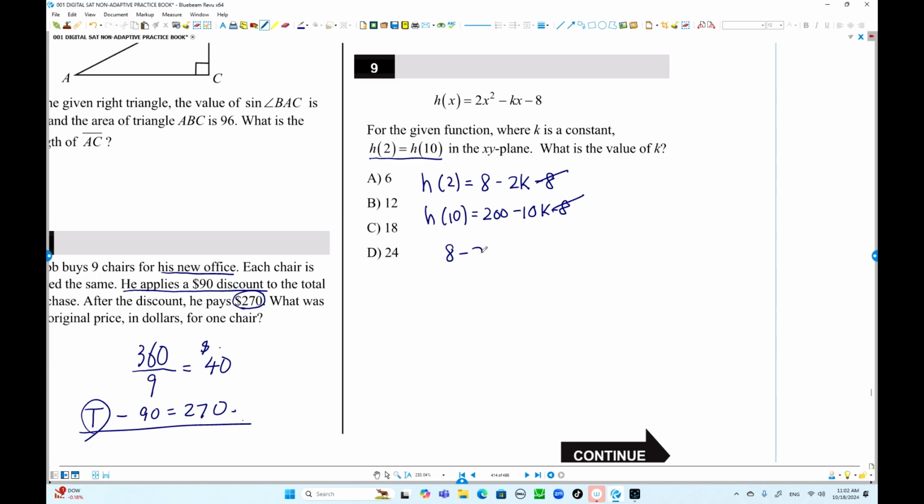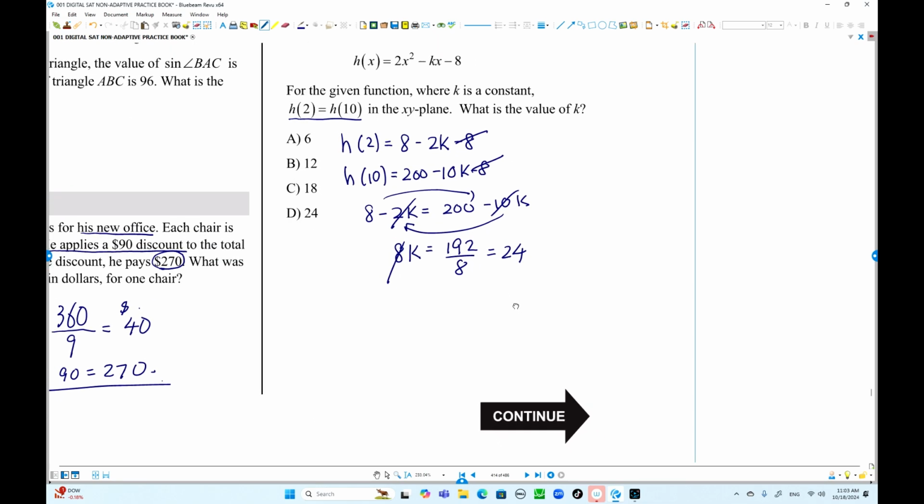Okay, set up the equation one more time. Simplify: to the left, plus 10k, which is 8k, right? To the right is 192, because 200 minus 8 is 192. When you divide by 8, the value of k equals 24. Okay, you can solve it this way.